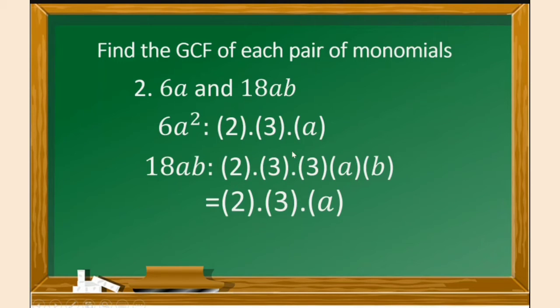Okay? And then, how about the variable A? Okay, so yung pinakamababa is parehas sila A. So bring down A. How about B? Kasama po ba yung B, ma'am? Hindi na, kasi wala kay 6A. So therefore, our GCF is 2 times 3, 6. Copy the variable A. So that is our greatest common factor of 6A and 18AB. Now, next.